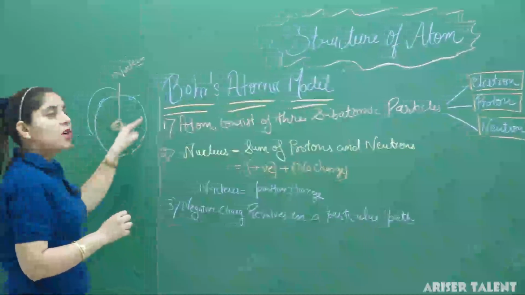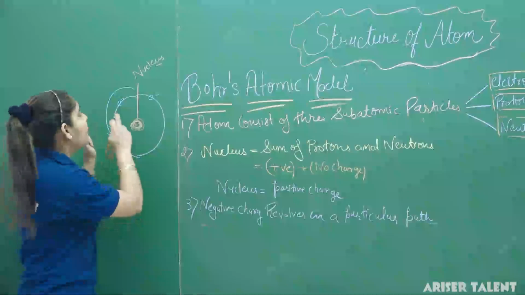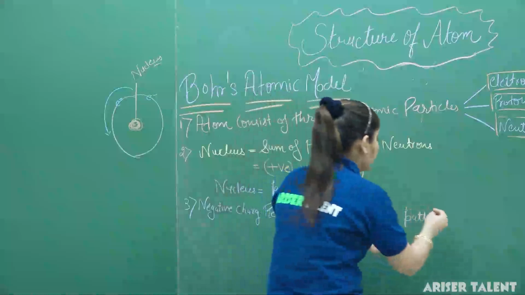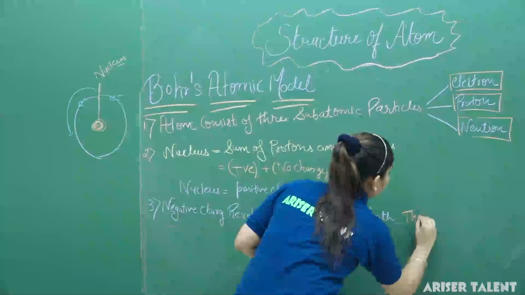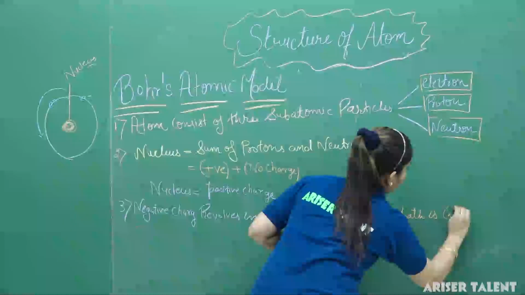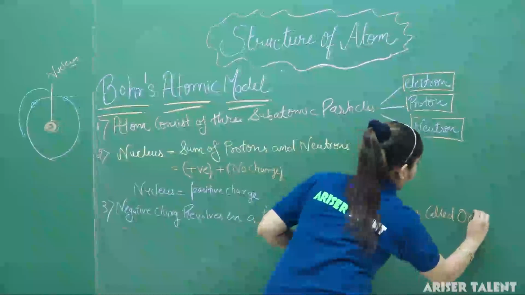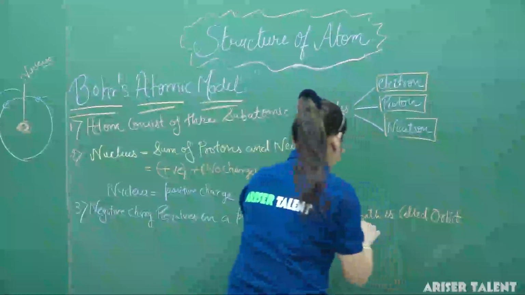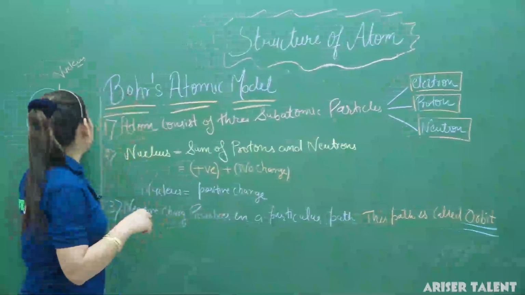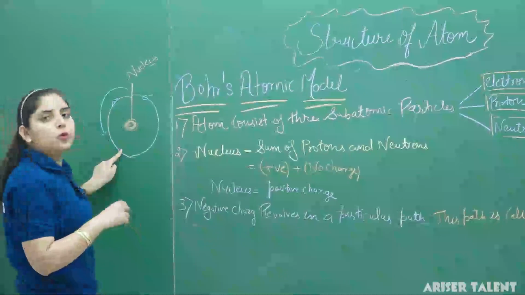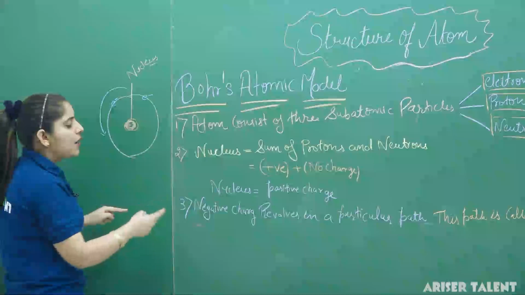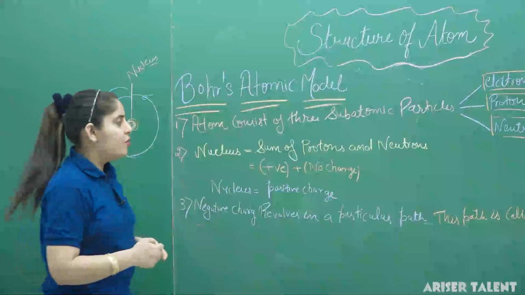If the negative charge revolves in a particular path, we call that path a shell or an orbit. So electrons revolve in a prescribed path, and this path is known as an orbit, or sometimes we call it a shell, and electrons are the charges of negative energy.